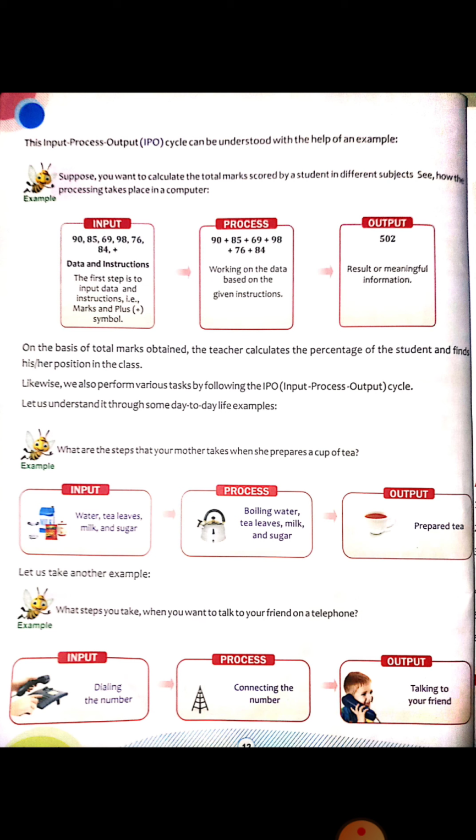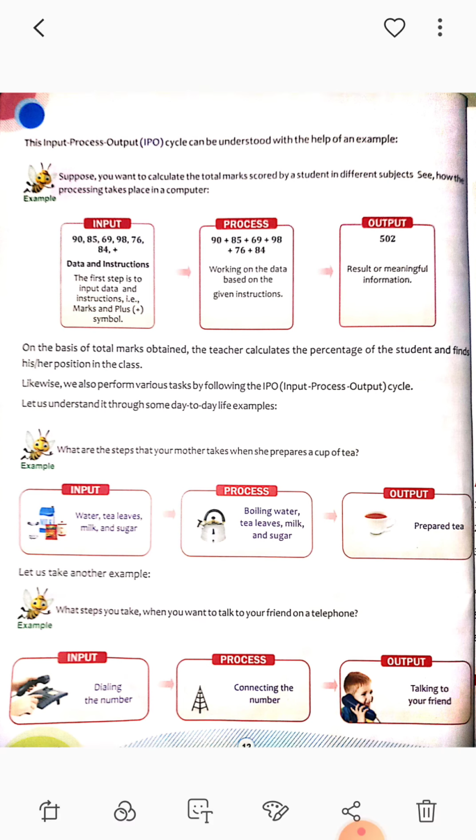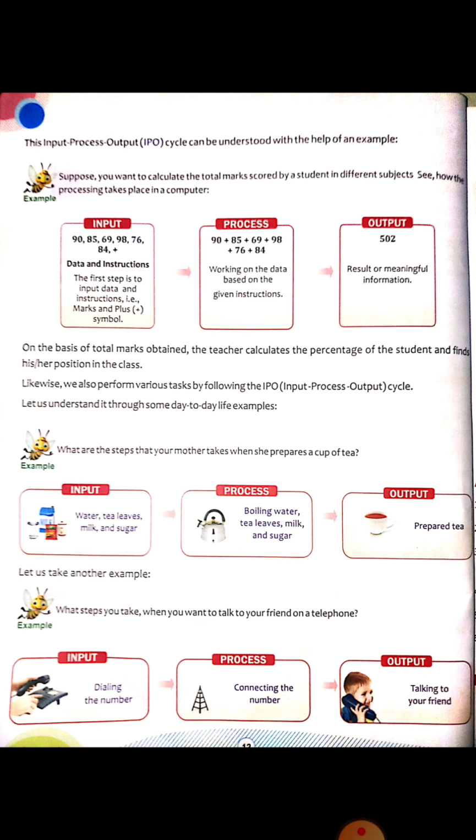In the same way, if I want to make a sandwich, I put bread into the toaster, that is input. And when the toaster is working, that is process. And if I get the sandwich, that is called output, that is the result.